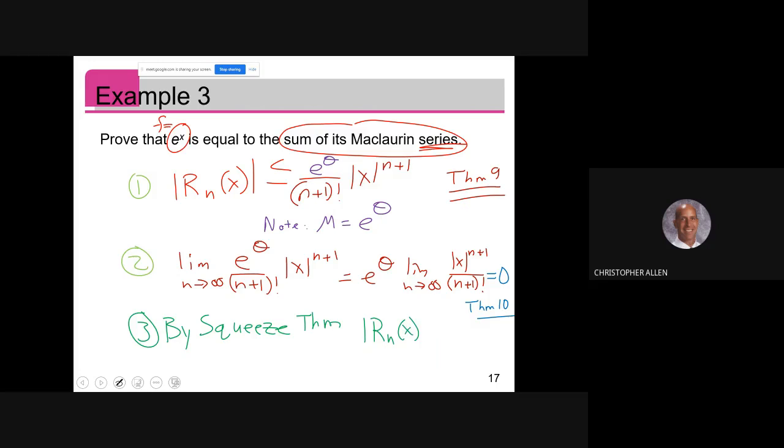Can you remind me of what the squeeze theorem is? Yeah, just one second. Therefore.